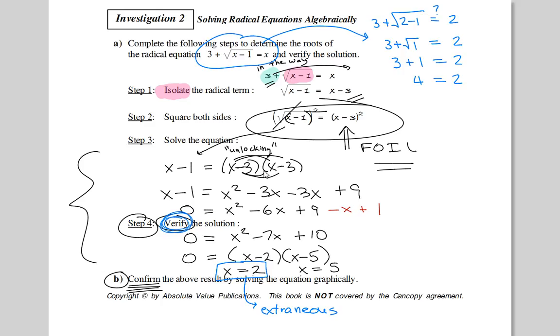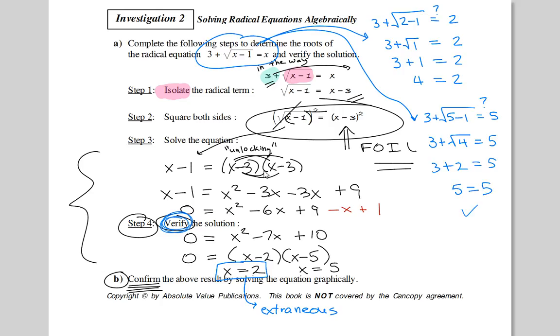Okay, now plug in 5. See what we get. 3 plus the square root of 5 minus 1 equals 5, question mark. What's the square root of 5 minus 1? Square root of 4. So 3 plus 2 is 5. 5 equals 5. So yay. So we don't use x equals 2, we use x equals 5. This is the solution.